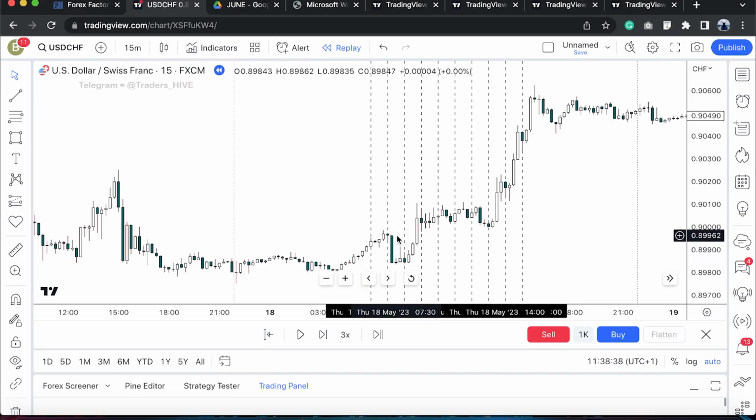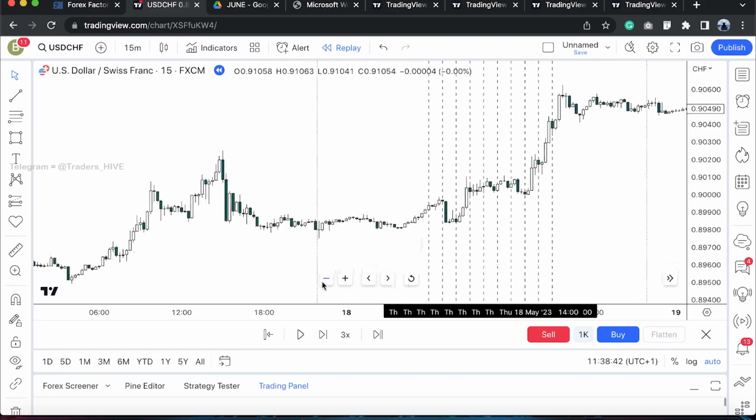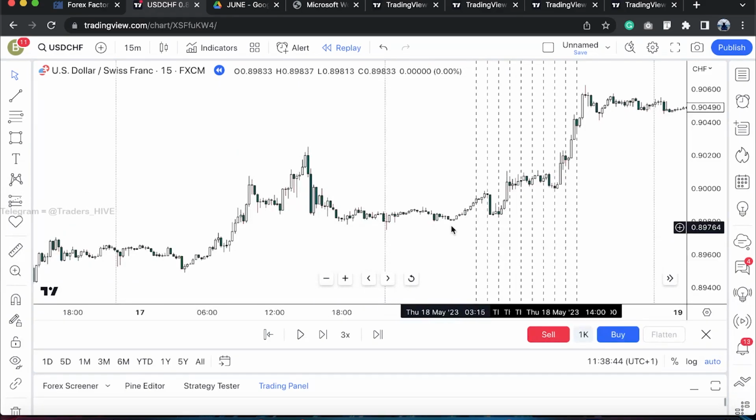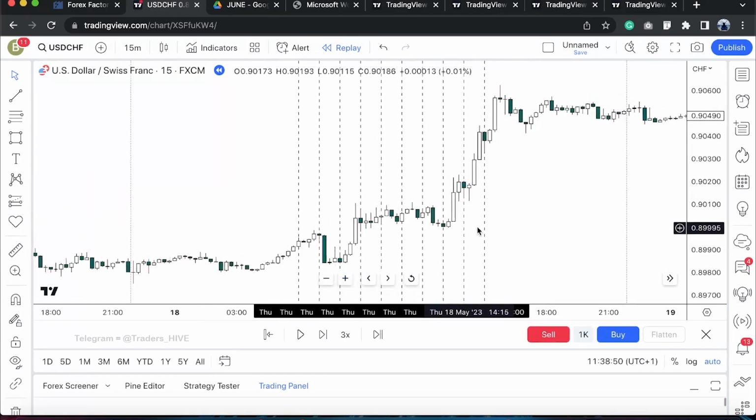Then the London Express is a 4 to 8 hour time window where we are anticipating a very strong displacement in direction of our high time frame order flow. Alright, so this is the end of London session here. This is the start of London session here. So we have a 3 hour window for London session.